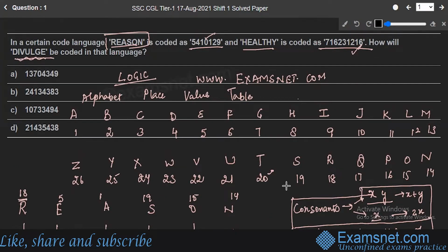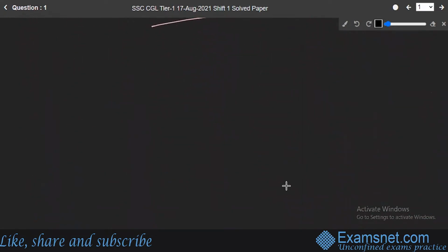So most probably two options are given to you in the question so that you can confirm whether you have the correct logic or not. You have to find out what will be the coded language for the word divulge. Let's go. So here's the word DIVULGE. The place values are D 4, I 9, V 22, U 21, L 12, G 7, and E 5.